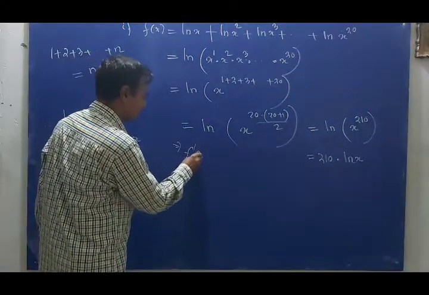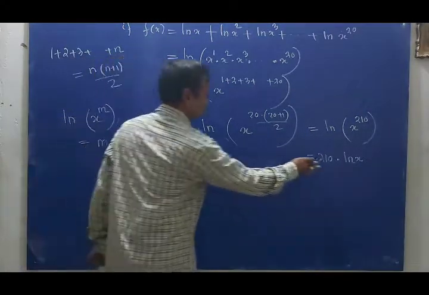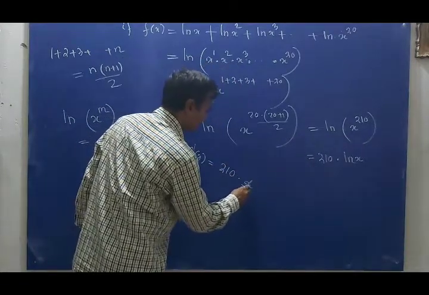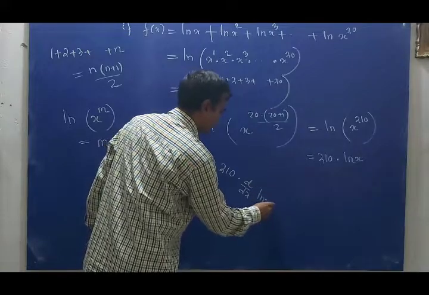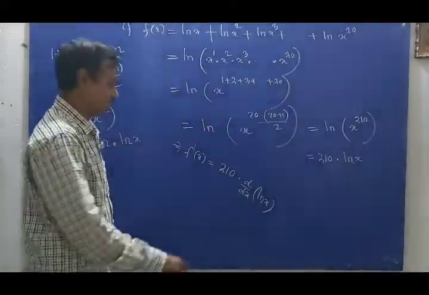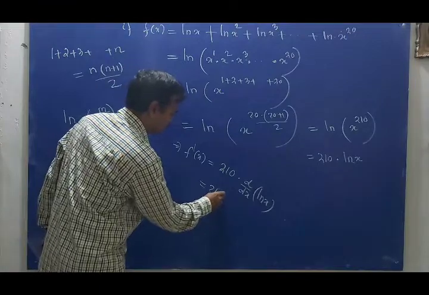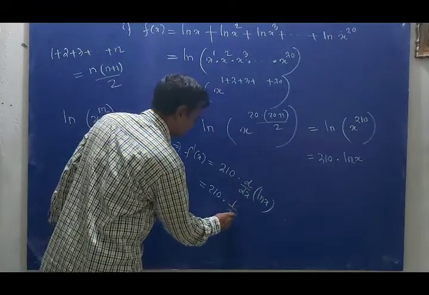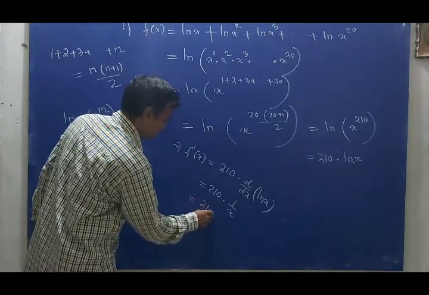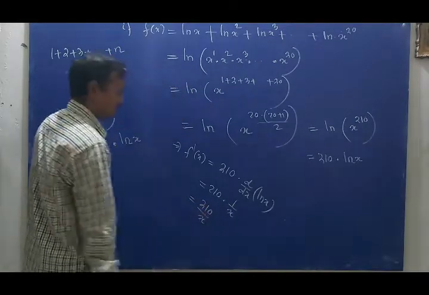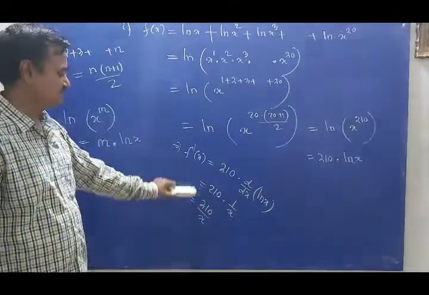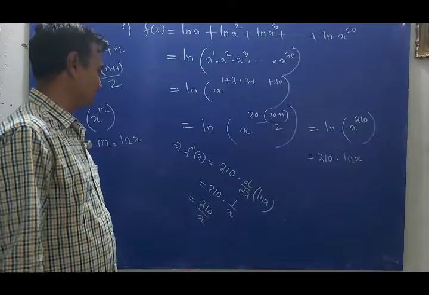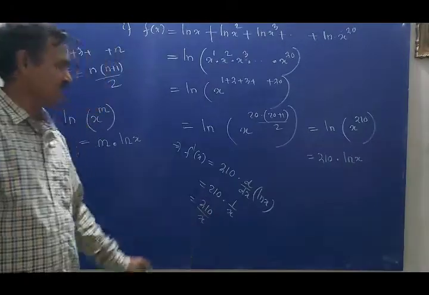So what is f dash of x? 210 is a constant. So 210 into d by dx of ln of x is equal to 210 into the derivative of ln x, which is 1 by x. So that is 210 by x. The answer is f dash x is equal to 210 by x.